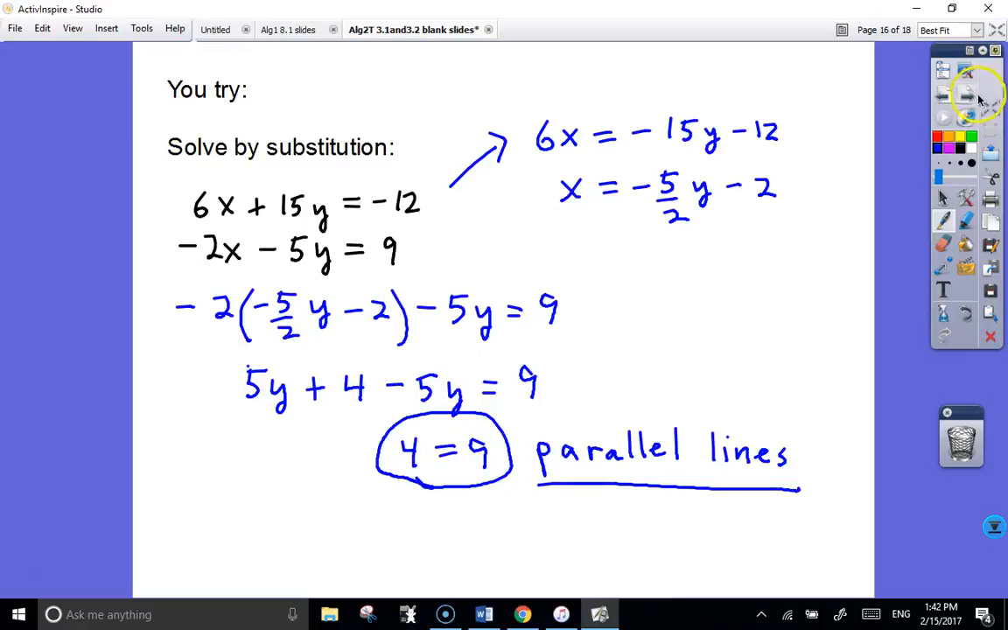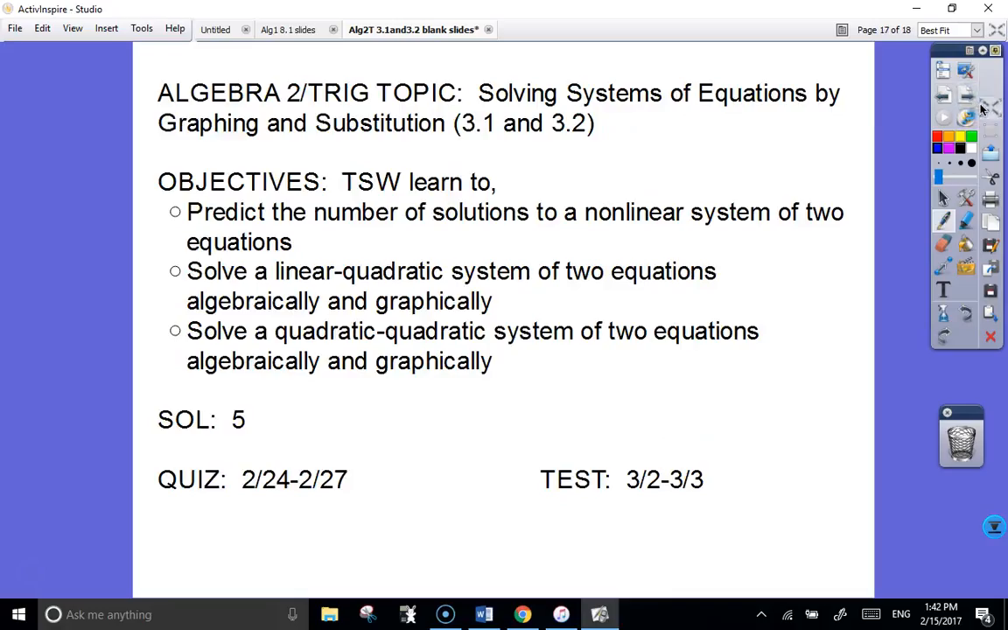Okay. So that is kind of like a refresher about what systems are and the process of substitution.